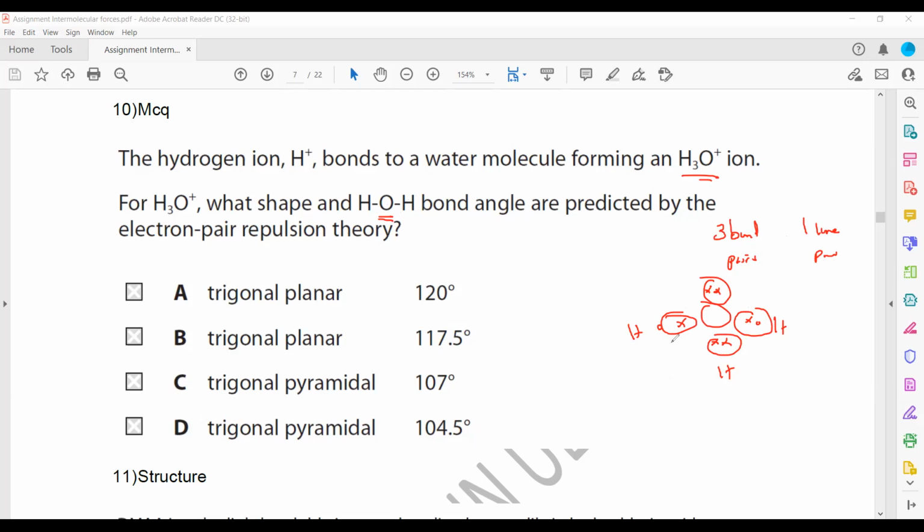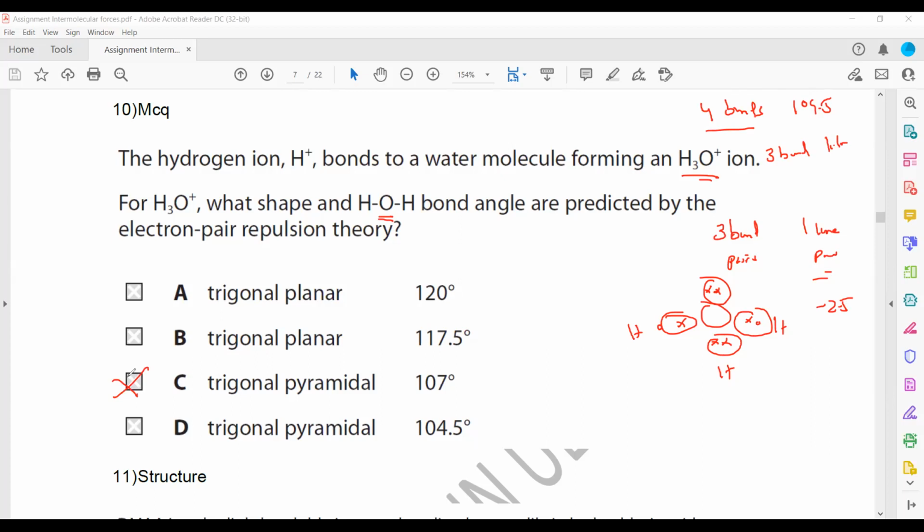If four bond pairs are there, it will be tetrahedral with a bond angle of 109.5. But here, out of four, three are bond pairs and one is a lone pair, and we know each lone pair decreases the angle by 2.5. So 109.5 minus 2.5 equals 107, and that is trigonal pyramidal.